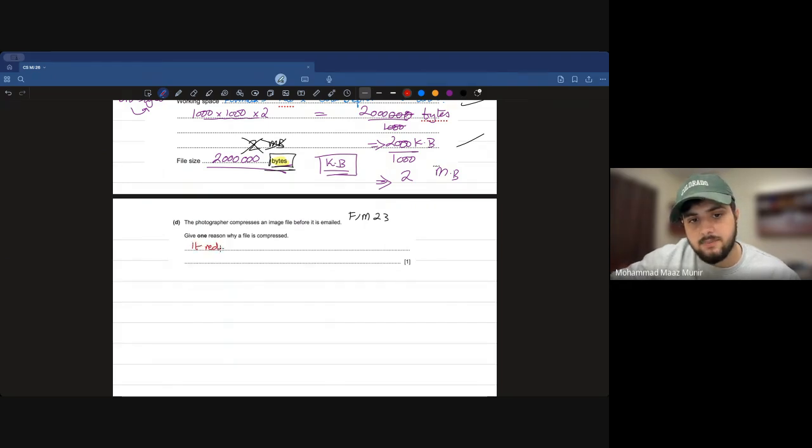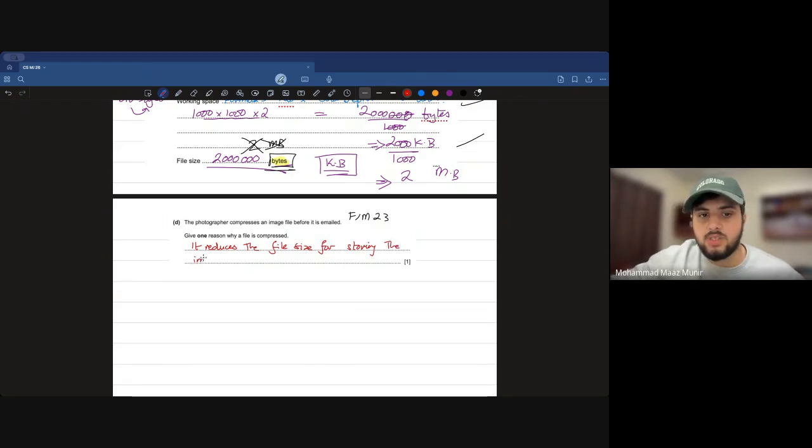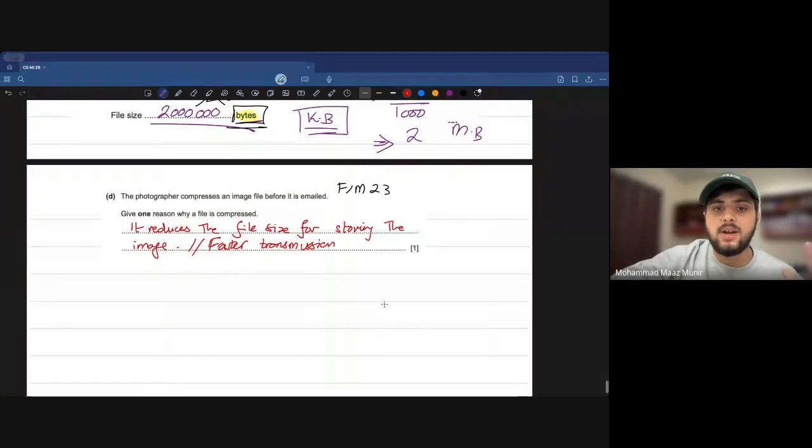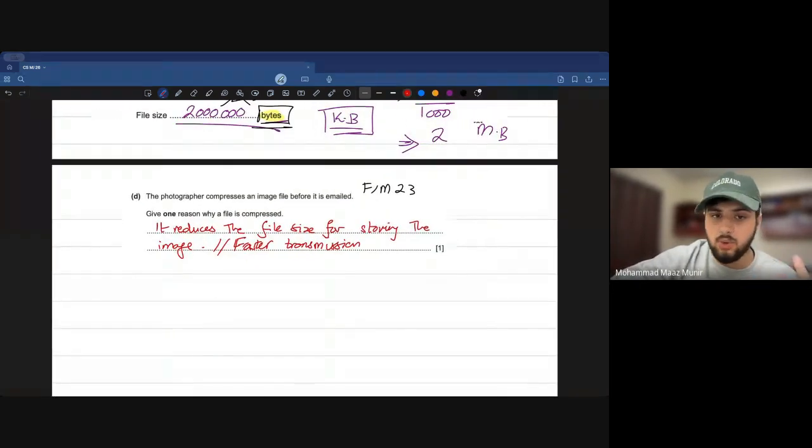It reduces the file size for storing the image, and you're going to get a perfect one-on-one for this. But apart from this, you could also talk about lower transmission, so what do we call it, faster transmission, and maybe other points related to how less bandwidth might be required. Once you start practicing official past papers, you're going to observe that we can also write faster transmission and those other points. But at this point, because we don't have a lot of time, I'm just going to give you a quick overview and we're going to continue.